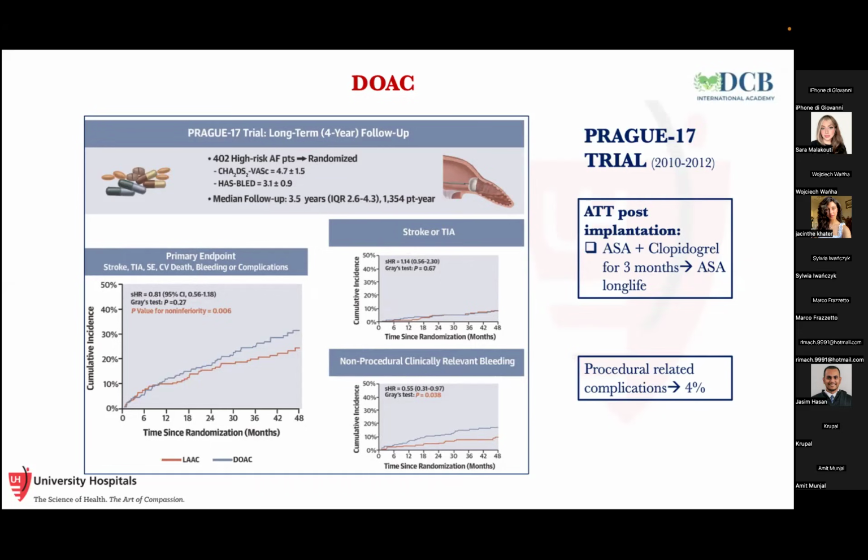Same for stroke or TIA, and the device was able to reduce in a statistically significant way the non-procedural clinically relevant bleeding. In this case, as you can notice on the right, the antithrombotic therapy post-implantation was different because the authors used aspirin plus clopidogrel for 3 months, and then aspirin lifelong. The procedure-related complication rate was 4%.